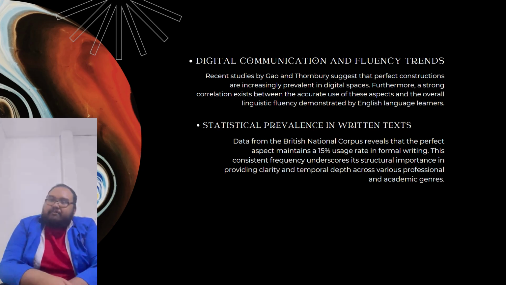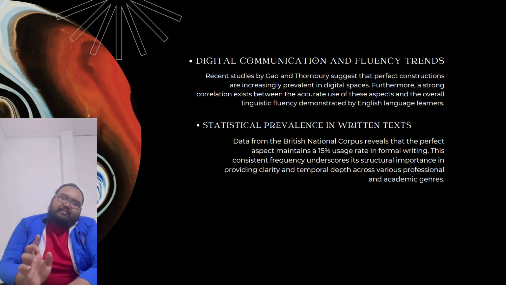Now, for digital communication and fluency trends, recent studies by Gao and Thornberry suggest that perfect construction is increasingly prevalent in digital space. Furthermore, a strong correlation exists between the accurate use of these aspects and the overall linguistic fluency demonstrated by English language learners.